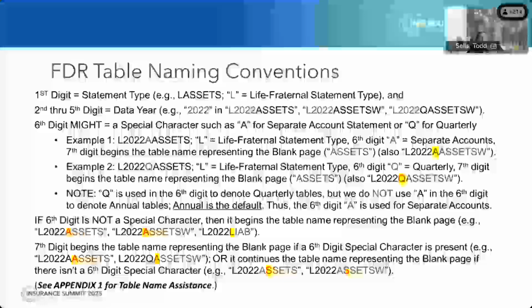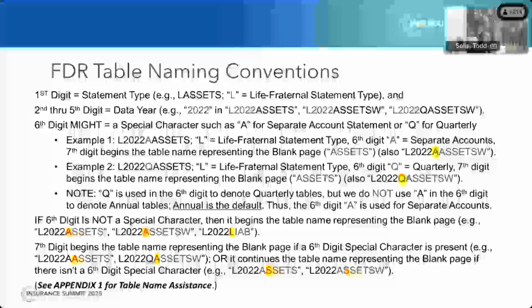Same thing for the write-in schedule, right? So at the end of that, it says also L2022A assets write-in. That's the separate account assets write-in table. Example 2, L2022Q assets. So L for the life and fraternal statement type. The next 4 digits for the data year, and then that 6th digit of Q is for quarterly, and then that next 7th digit begins the actual name of the table.